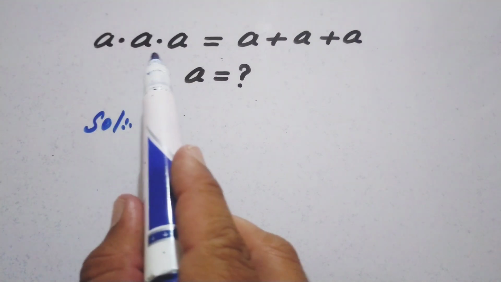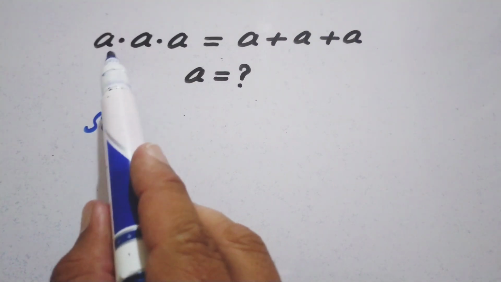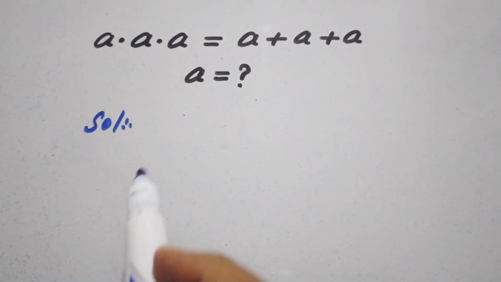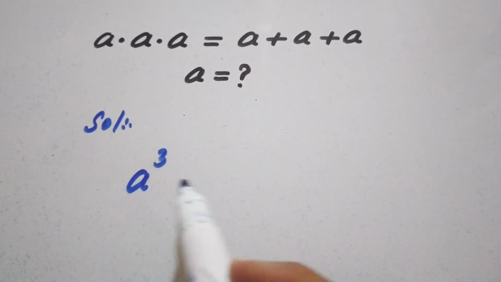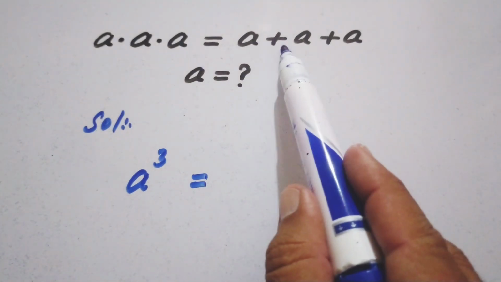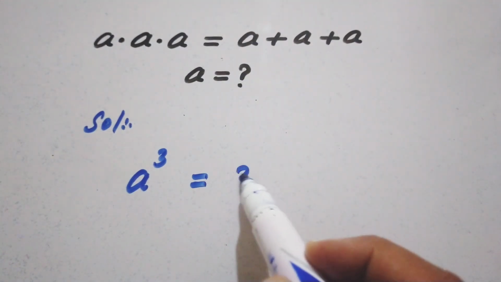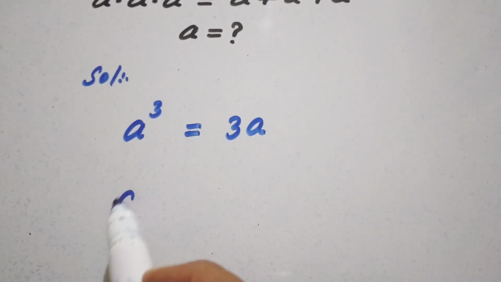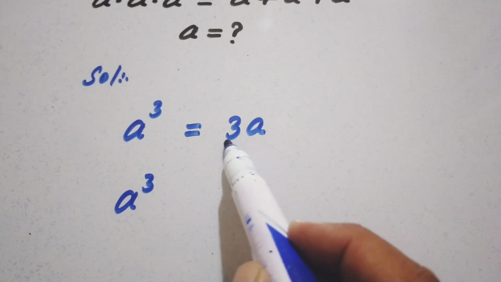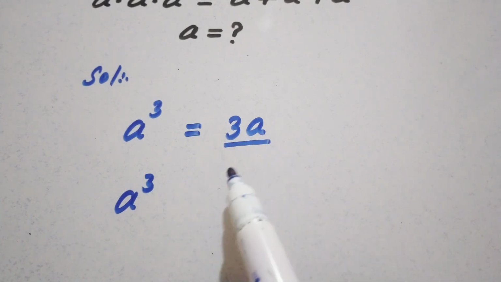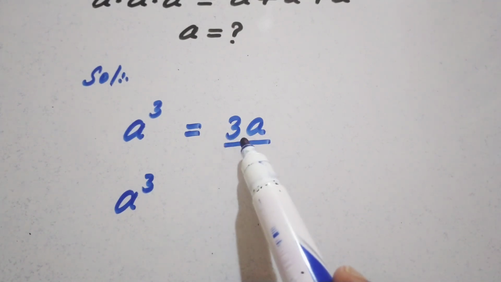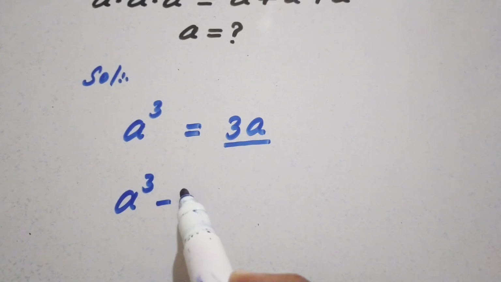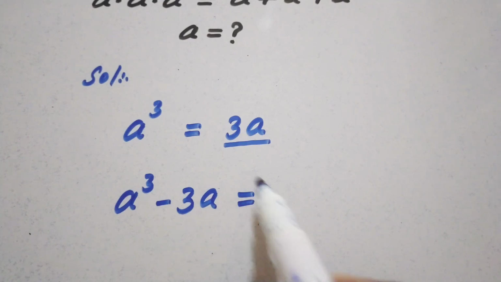When the bases are the same and multiplying each other, their powers will be added. So a to the power 1 plus 1 plus 1 will be a cube. This is equal to a plus a plus a, which is 3a. Now in the next step, moving this 3a from the right-hand side to the left-hand side, it will become minus 3a is equal to 0.